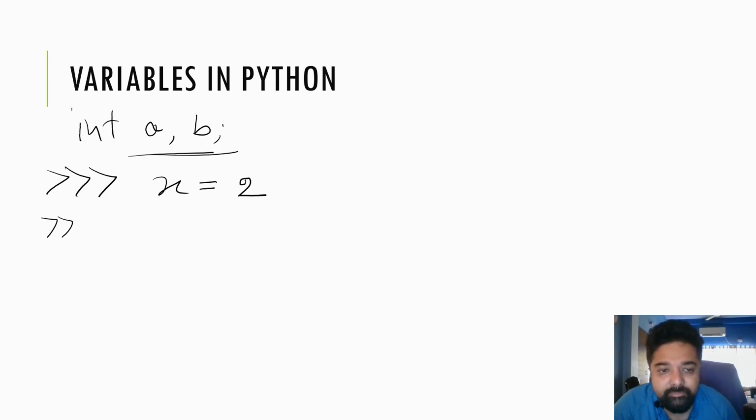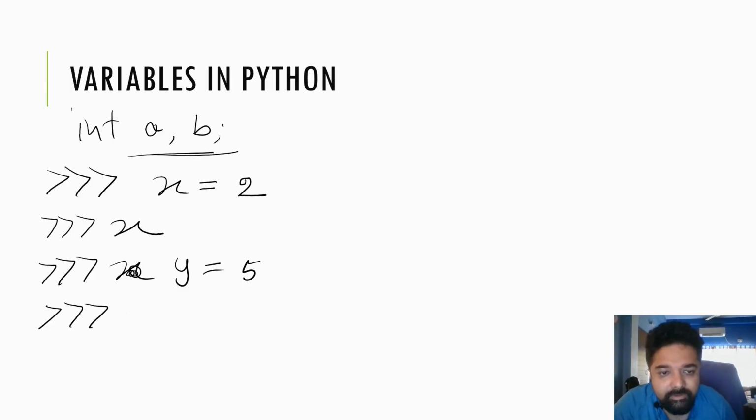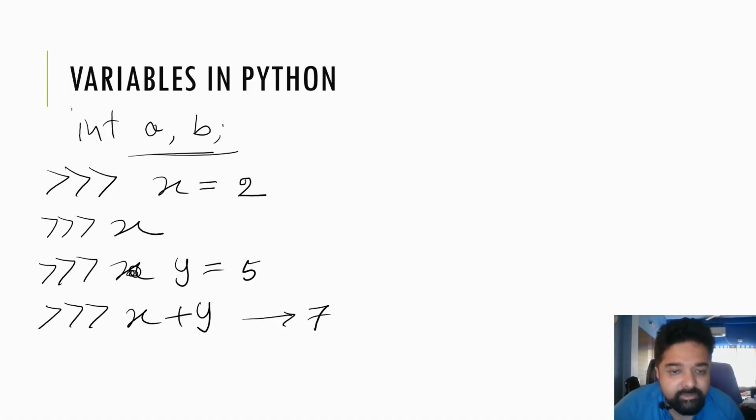If I then type x and press enter, it will be 2. Similarly, if I assign another variable, suppose y is equal to 5, then x plus y, enter, it will be 7, 2 plus 5. It is super easy, no type declaration, all these things are not needed.